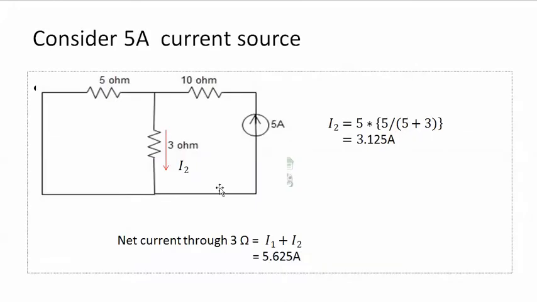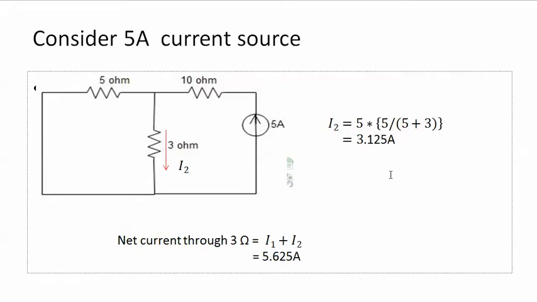Next we will see the effect of the 5 ampere current source alone. Here the current I2 flows through this 3 ohm due to the 5 ampere current source. We have to short circuit the voltage source. Remember to short circuit the voltage source. So I2 is equal to, by current division rule. What is the current division rule? Total current into the resistance of the other branch divided by the sum of the resistances. So here it is 5 into the resistance of the other branch, 5 ohm, divided by 5 plus 3.